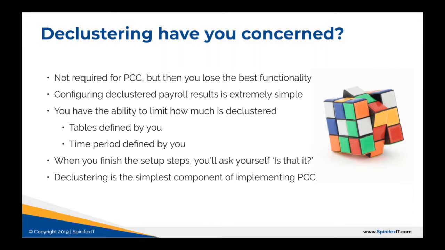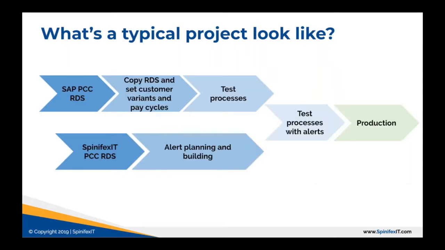And then the final bullet there really explains it out. The declustering is actually the simplest part of the PCC. You have to discuss tables and time period. Really, that goes fairly quickly, and it's one of those things you can always adjust. So if you limit your tables too much, or you decide, hey, I want to keep a longer time period, those are very, very simple steps to adjust. It's not that once I make a decision now, I'm stuck with it. So again, a very, very simple piece of the Payroll Control Center, and really nothing to worry about whatsoever.